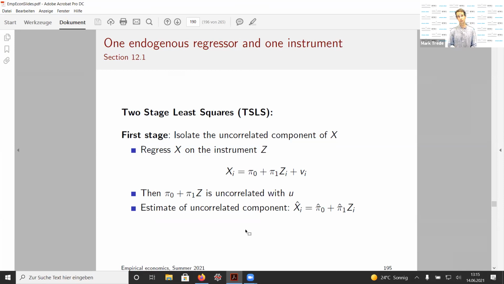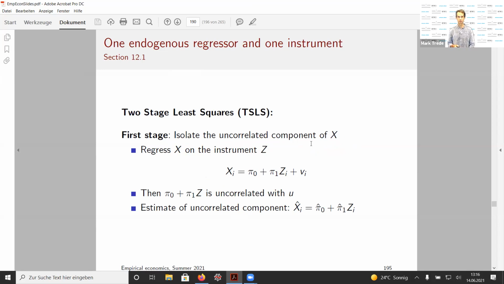Well, obviously we have two stages. The first stage is to isolate the uncorrelated component of X, the good component, and just ignore the evil component, the one which is correlated with U. And in the second stage, we only use the good component to estimate our regression equation. Okay, so let's look at the first stage first. How can we isolate the uncorrelated component of X? The idea here is that we can use the instrument to forecast the value of X.